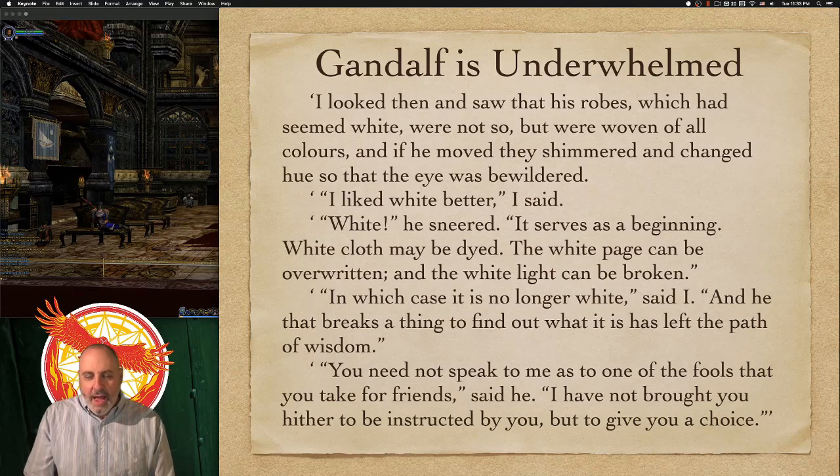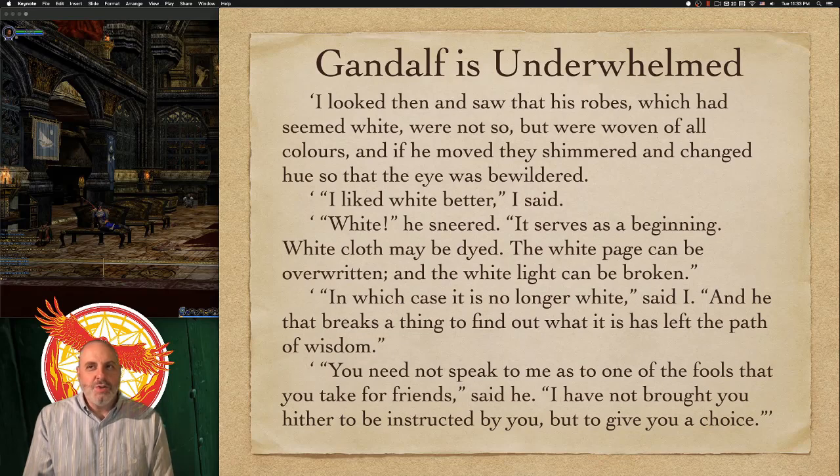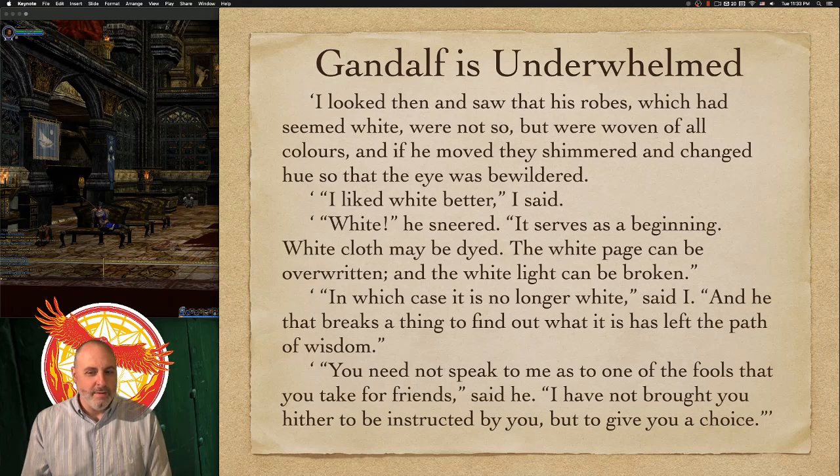I think it's but the word broken, it still sounds harsh, right? There's a reason that that sounds violent, right? You don't have to use the word broken. The white light can be broken.